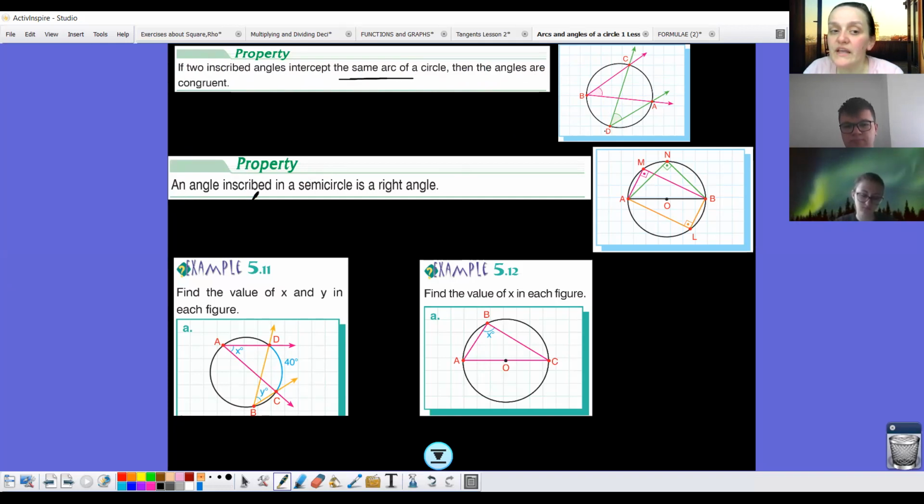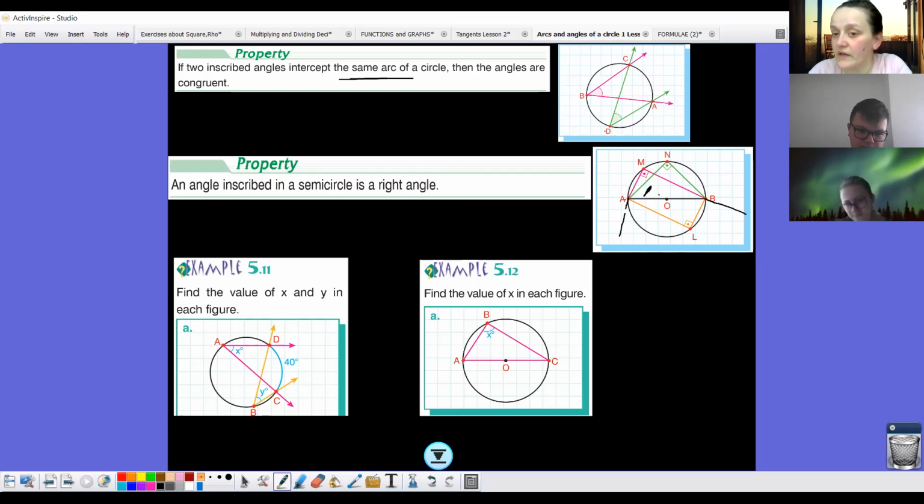And another property: an angle inscribed in a semicircle. We know what semicircle means, half of the circle, okay? This part, for example, from A to B, is a semicircle. An angle inscribed in a semicircle is a right angle. What does it mean? Look, the angle AMB. The arc that they are intercepting is half of the circle, 180 degrees. Can you see? So because of that, this angle is 90 degrees.